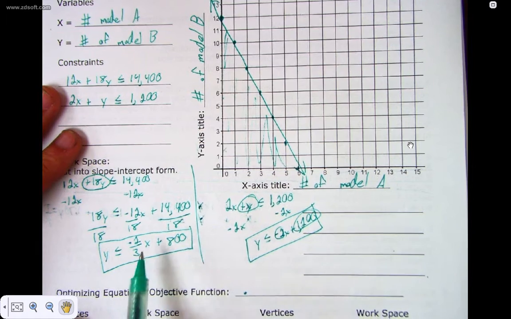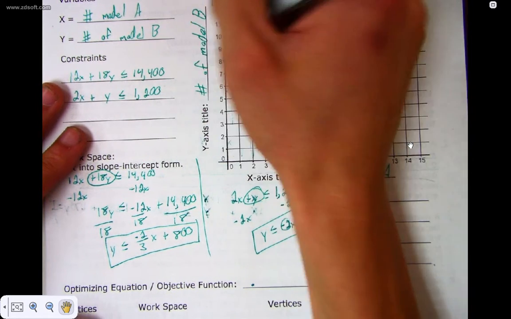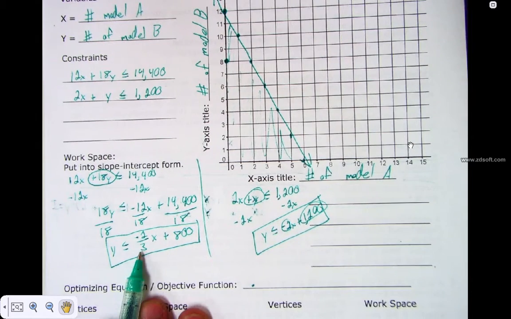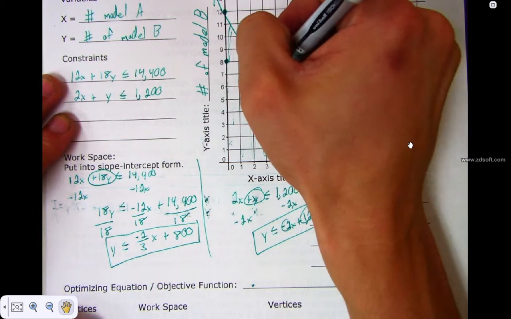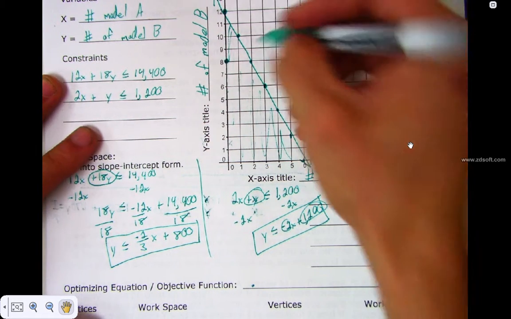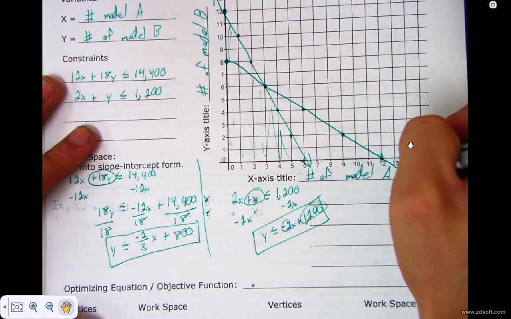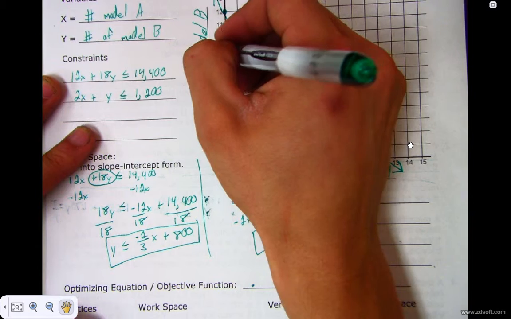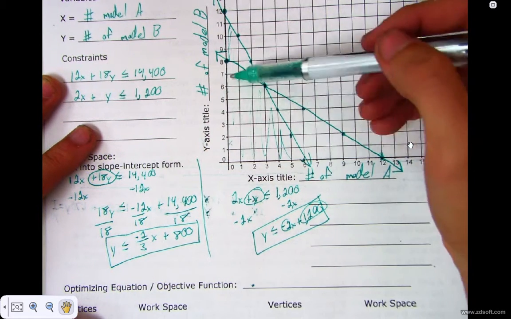Okay, and then let's go ahead and graph this one. Start at 800. Looks like I'm going down to right 3, down to right 3, down to right 3 for my slope. Again, it looks like my y is smaller, so I'm going to be shading down here.